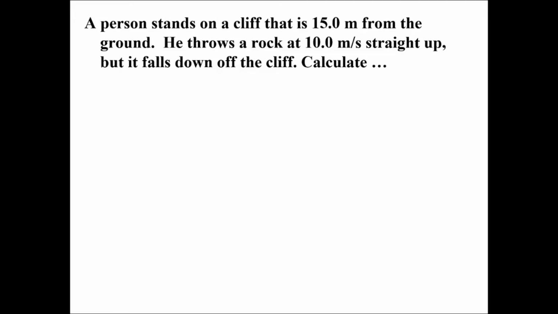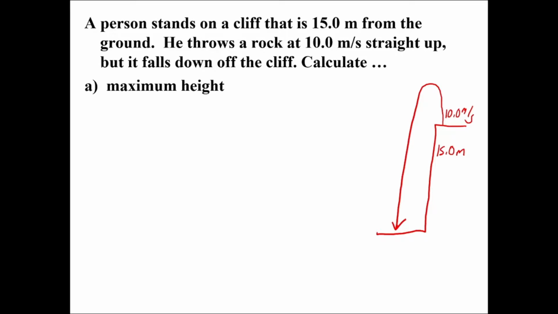So let's do one where we're on a cliff and it doesn't return to the same level. So let's draw a picture and see what's going on here. So the cliff is at 15 meters above the ground. And we're going to throw a rock straight up at 10 meters per second. It's going to reach some high point and then fall down to the bottom here. You can do these problems in the reverse way too, where you're on the ground and you throw the rock back up on the cliff.